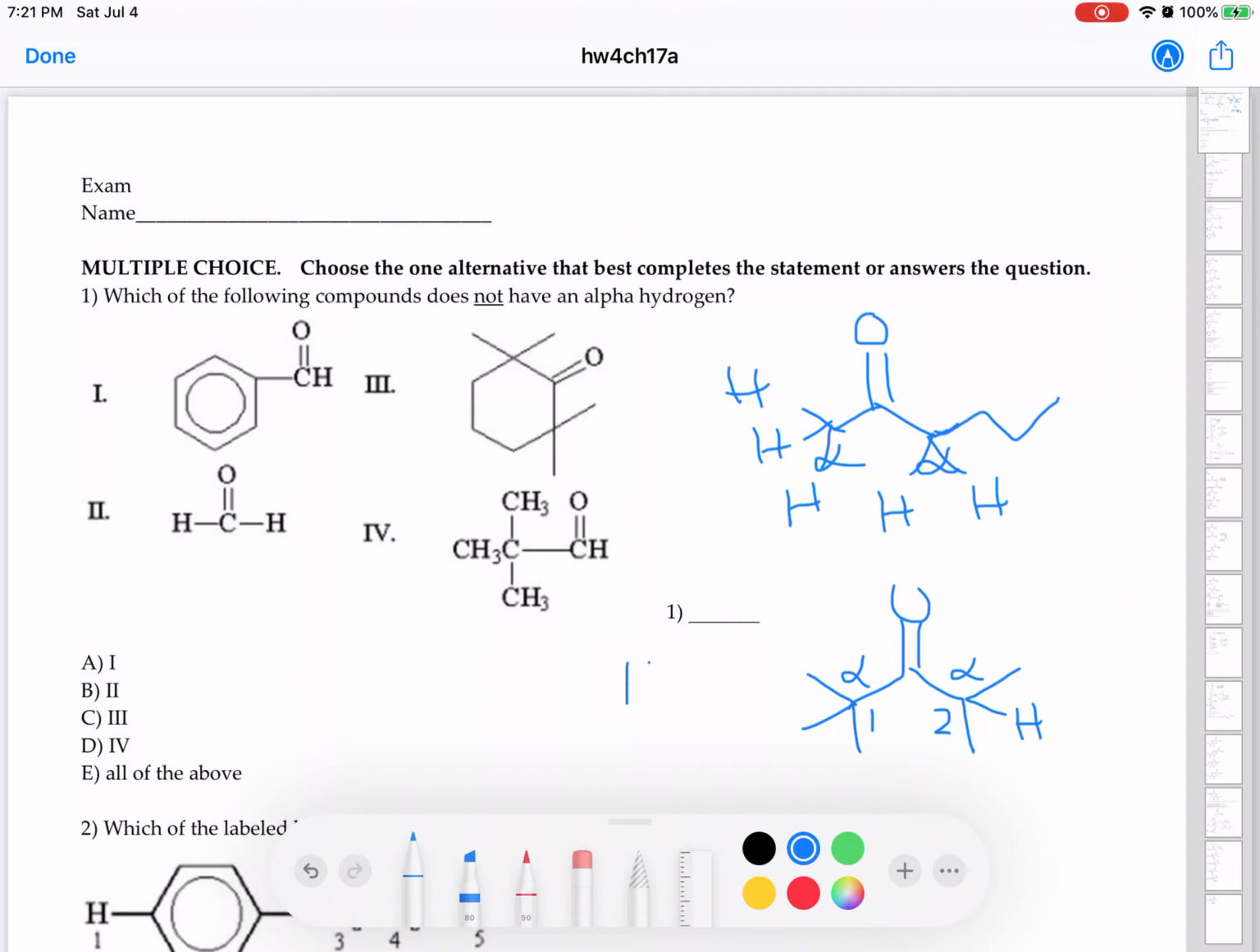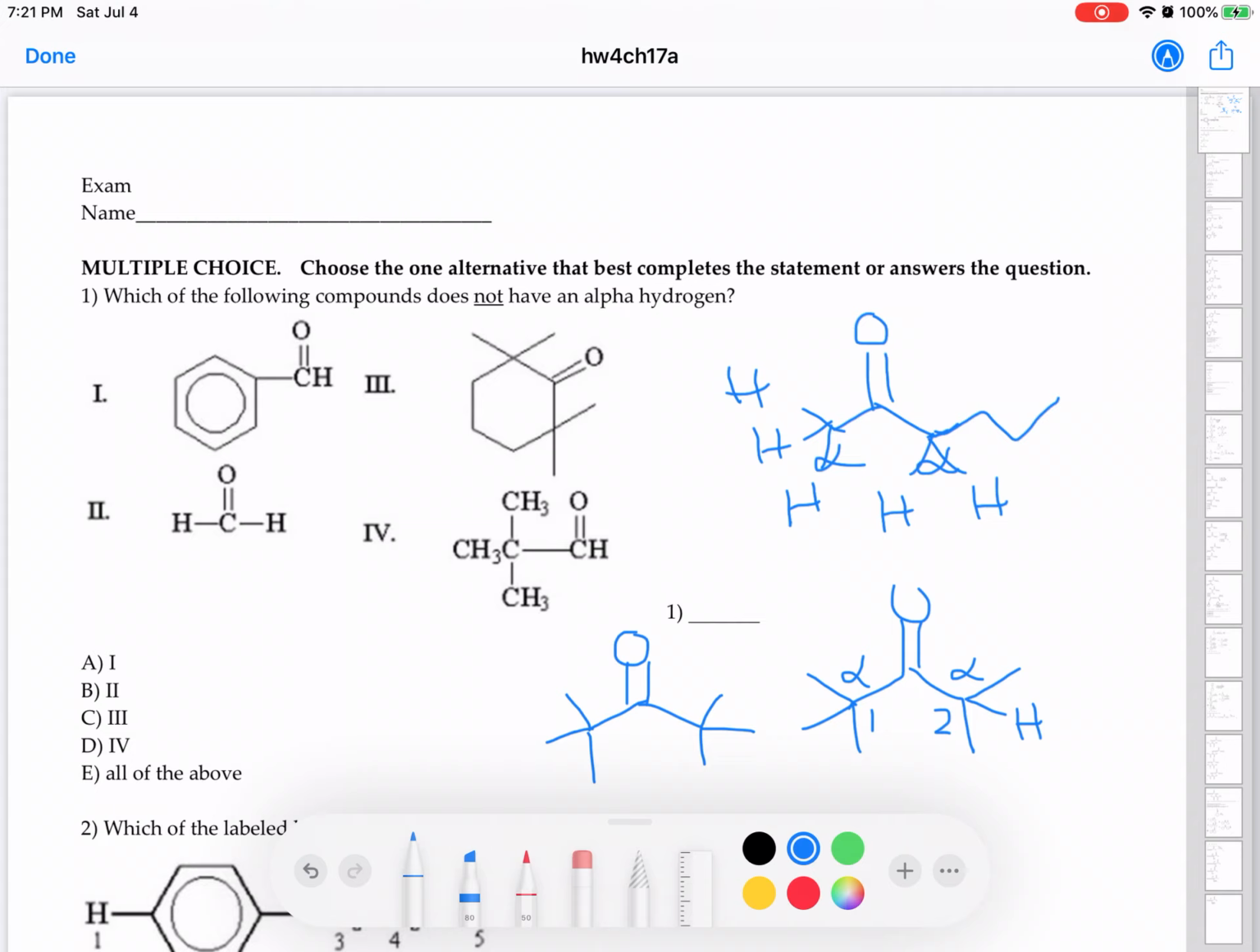Let's say you have a compound like this, carbonyl group, and then you have alpha carbons. This one has 3 methyl groups. This one also has 3 methyl groups. Do we have the alpha carbons? Yes, we do. Do we have any alpha hydrogens? No. So there are no alpha hydrogens. Okay, so those are the alpha hydrogens.